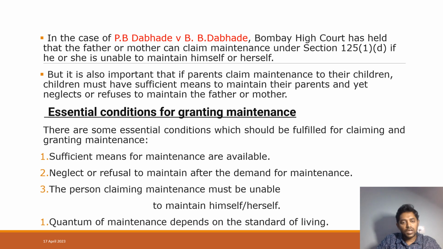Essential conditions for granting maintenance. There are some essential conditions which should be fulfilled for claiming and granting maintenance. Sufficient means for maintenance are available. Neglect or refusal to maintain after the demand for maintenance. The person claiming maintenance must be unable to maintain himself or herself. The quantum of maintenance depends on the standard of living.